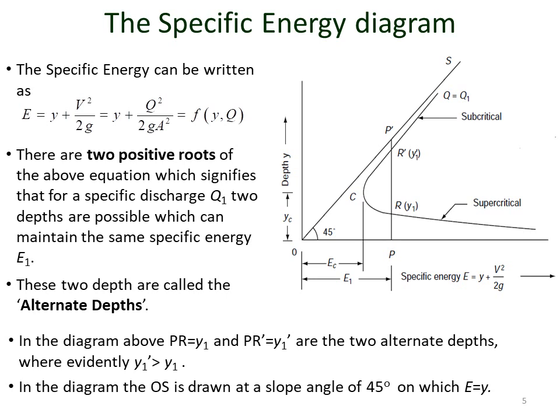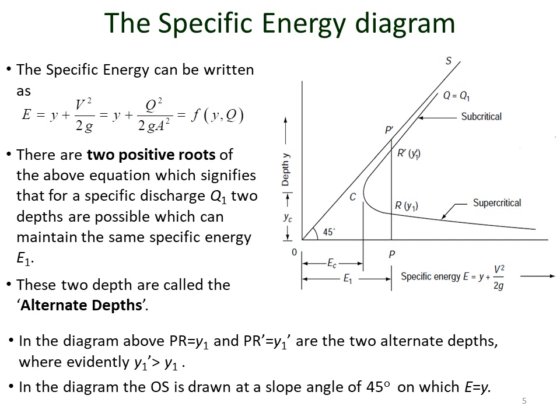shown here, drawn for a specific constant discharge Q equals Q1, and for this specific discharge, you can see that for a given specific energy E1, there are two depths possible, and the two depths are given here as PR and PR prime. So again, for a given specific energy E1, there are two depths possible.